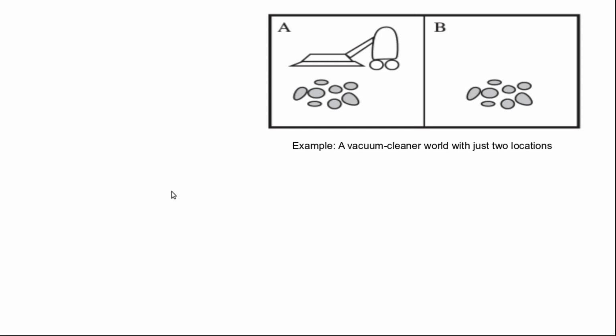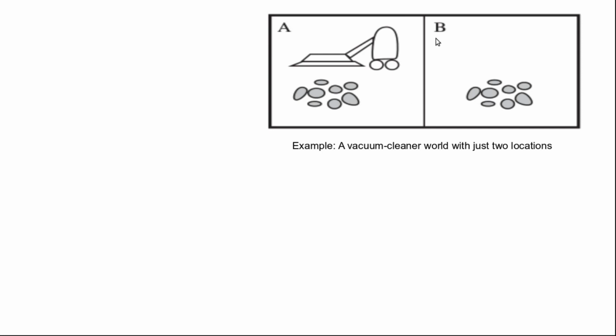Now to give you an example, let us consider a simple example of a vacuum cleaner. For simplicity we will assume that the environment of the vacuum cleaner consists of only 2 rooms, A and B. As far as the vacuum cleaner is concerned, only 2 rooms exist in the world. So it will operate only in these 2 rooms.